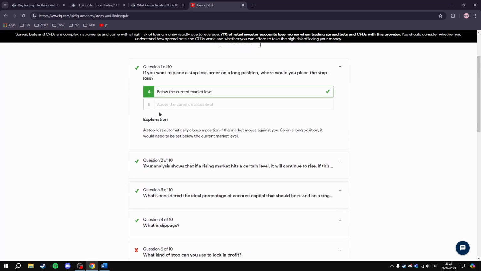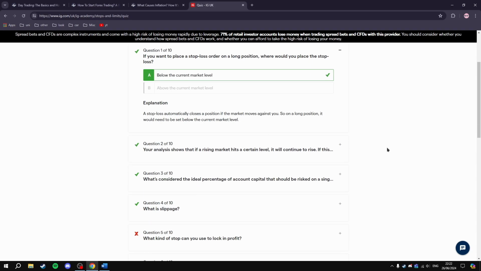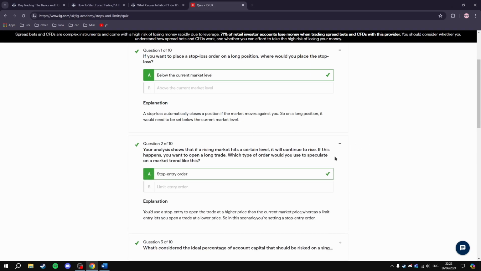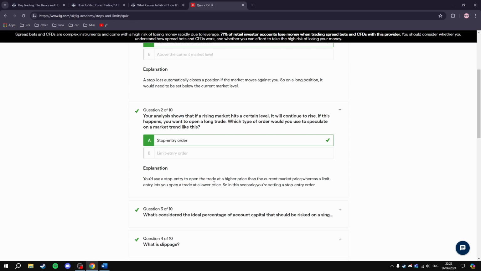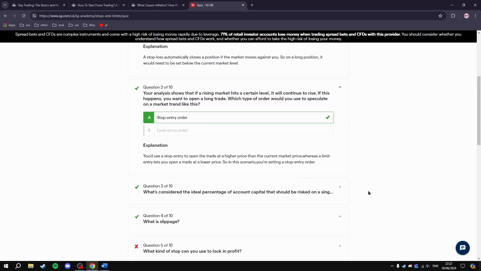Oof. So a stop loss automatically closes the position if the market moves against you. So on a long position, it will need to be set below the current market level. You use a stop entry to open the trade at a higher price than the current market price, whereas a limit entry lets you open a trade at a lower price. So in this scenario, you're setting up a stop entry order.